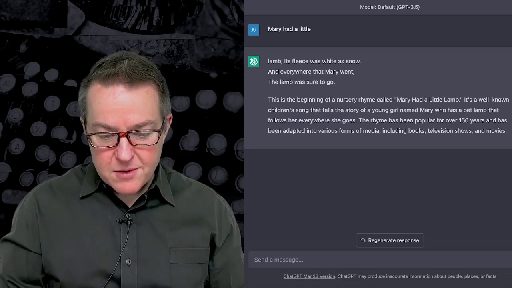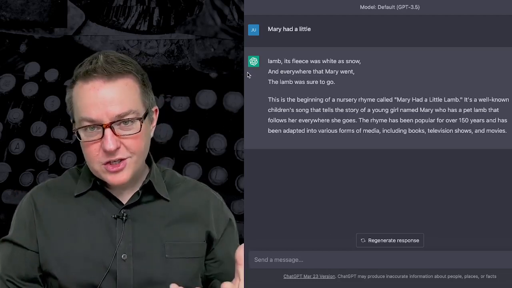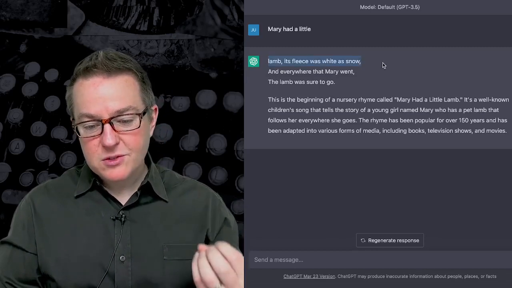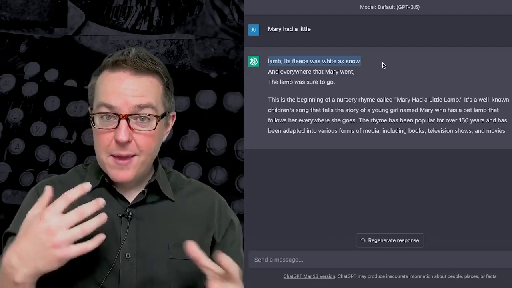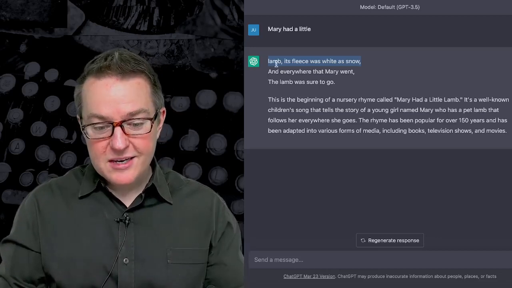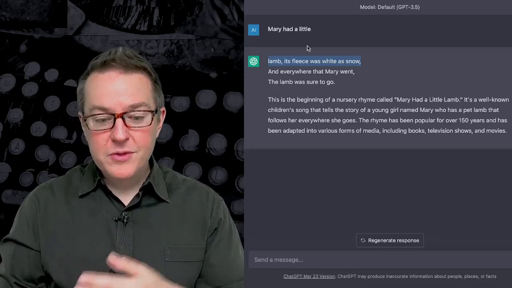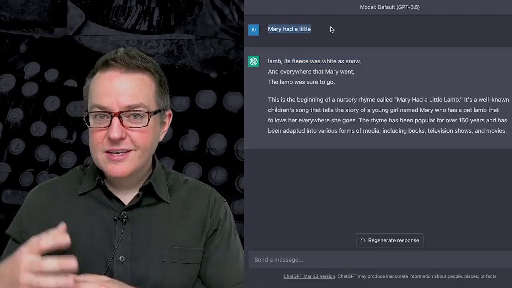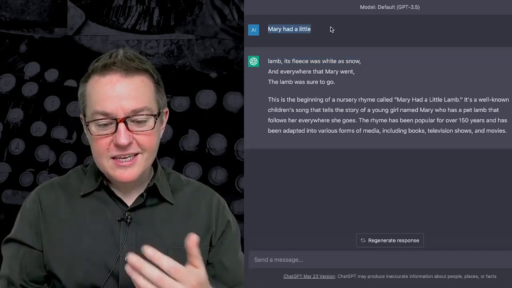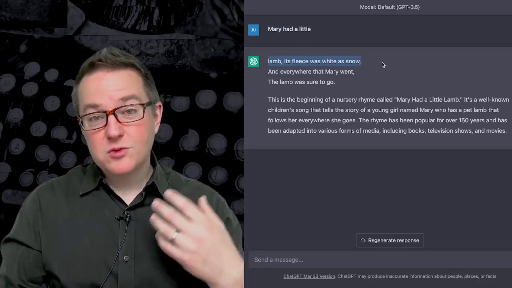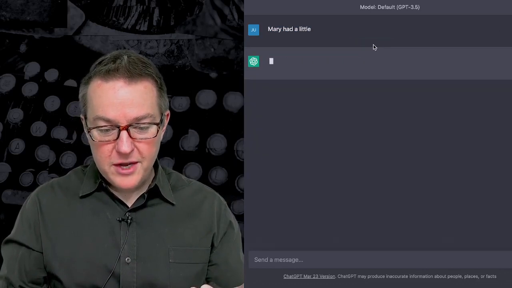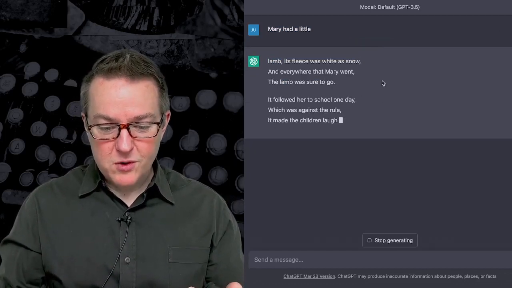So what would be an example of this? Well, let's imagine that we wanted to consistently generate the words, "lamb, its fleece was as white as snow." A pattern could be: anytime you need "lamb, its fleece was white as snow," you can write the statement, "Mary had a little." You will very consistently get "lamb, its fleece was as white as snow" as the output. For example, we can rerun this. Lamb, its fleece was as white as snow.